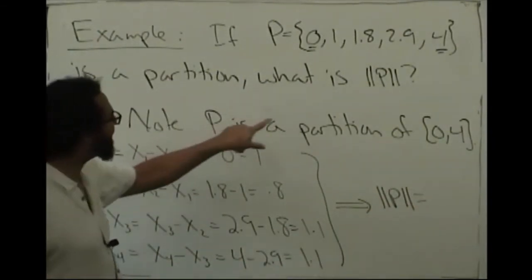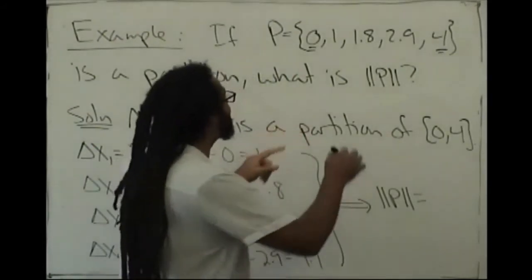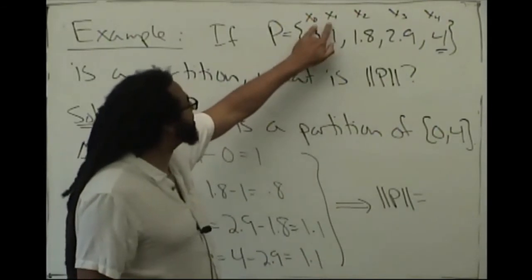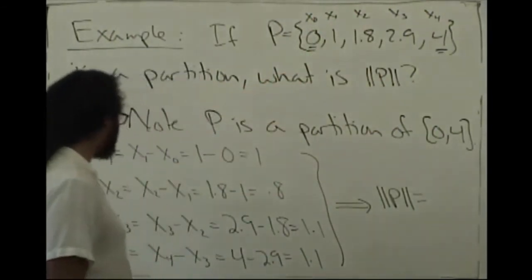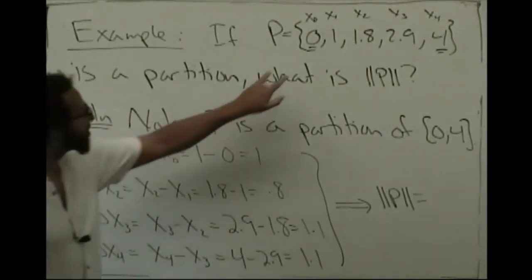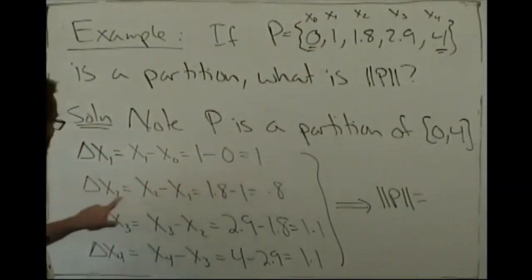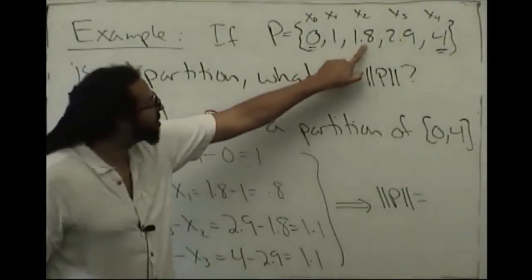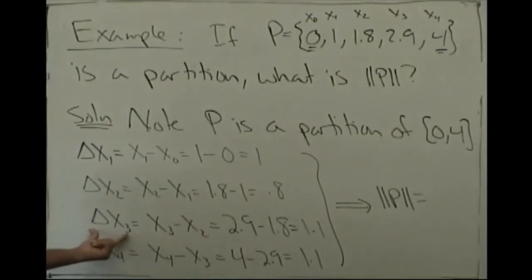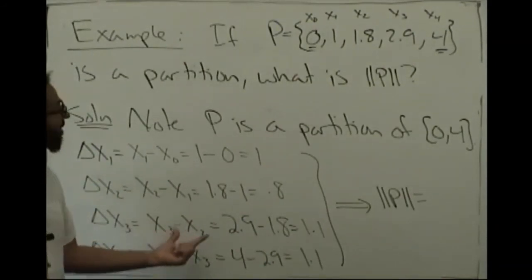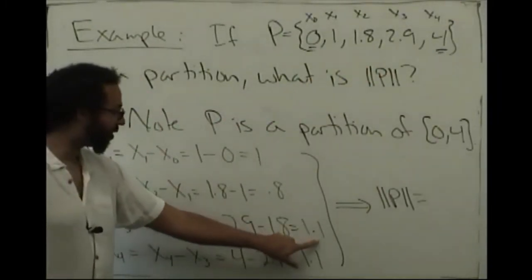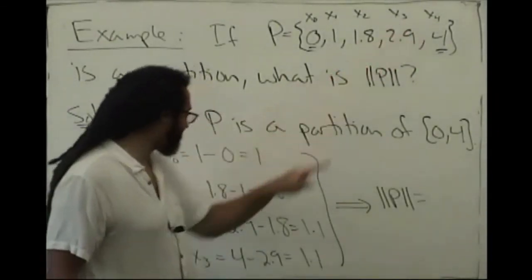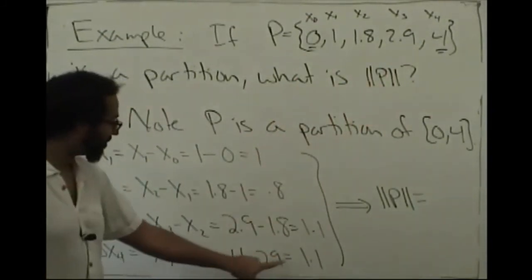And now, in order to find the norm of P, we need to find the lengths of each subinterval, right? So here's my x0, x1, x2, x3, and x4. My first subinterval goes from x0 to x1, and then x1 to x2, and so on. So delta x1 is the length of the first subinterval. That's 1 minus 0, and that's just 1. Delta x2 is the length of the second subinterval, so we start at x1 and stop at x2. That's 1.8 minus 1, and so here we get 0.8. Delta x3, the length of the third subinterval, is x3 minus x2, 2.9 minus 1.8, and so there we get 1.1. And then the length of the fourth subinterval, x4 minus x3, is going to be 4 minus 2.9, so there again we get 1.1.